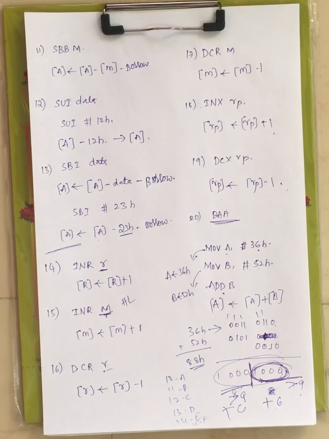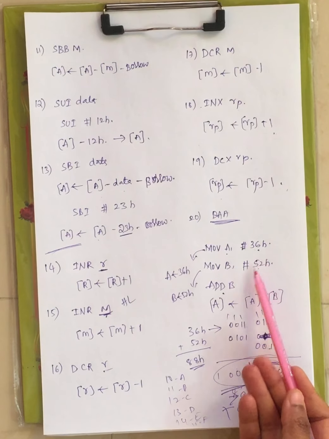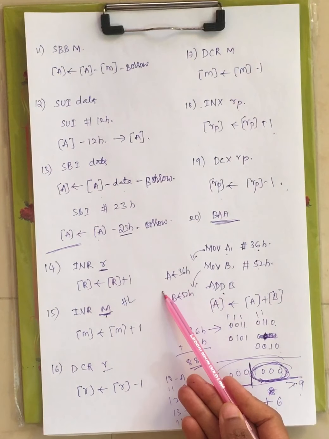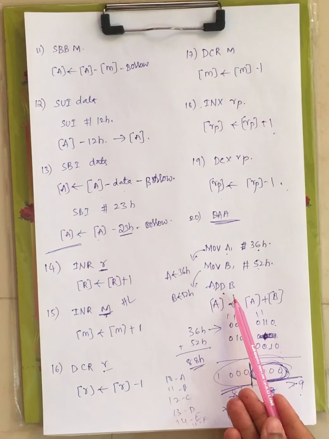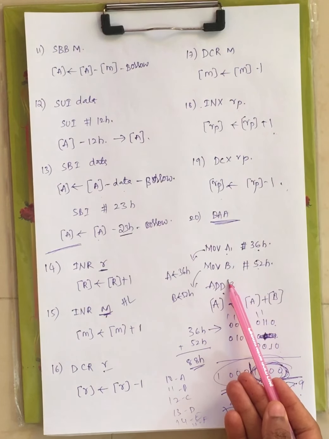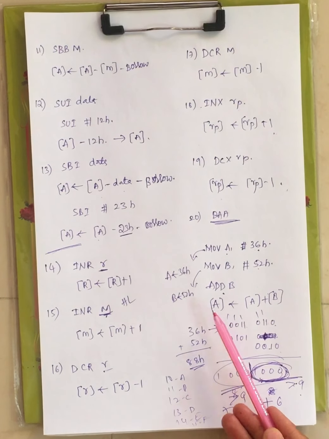Now coming to DAA, decimal adjust accumulator, right? This particular instruction will perform its task after performing an addition operation or subtraction operation, right? I have given an example, right? MVI A, 36H: immediate data 36H is moved to the accumulator. Now 52H is moved to B. ADD B, right? What is the meaning of ADD B? Contents of the accumulator are added with contents of B and the result is stored in the accumulator, right?